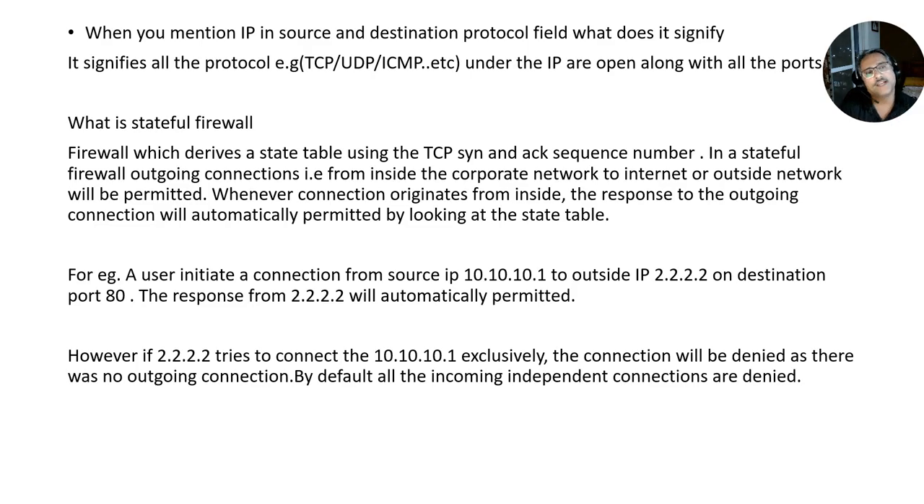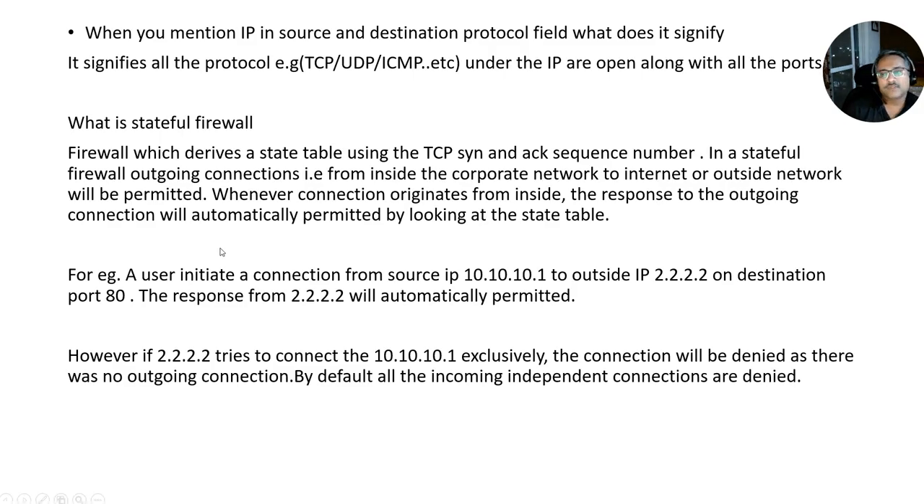Okay, it will come to know that this incoming connection has an acknowledgement of x plus 1, which was the acknowledgement to a SYN which was sent with a sequence number of x, so it will allow that connection. That way it maintains the state, and you don't have to put rules for incoming and outgoing. It will be only for the outgoing connection.